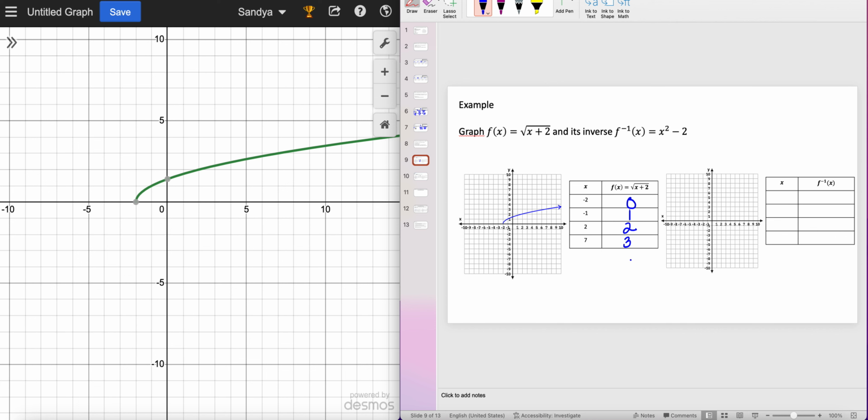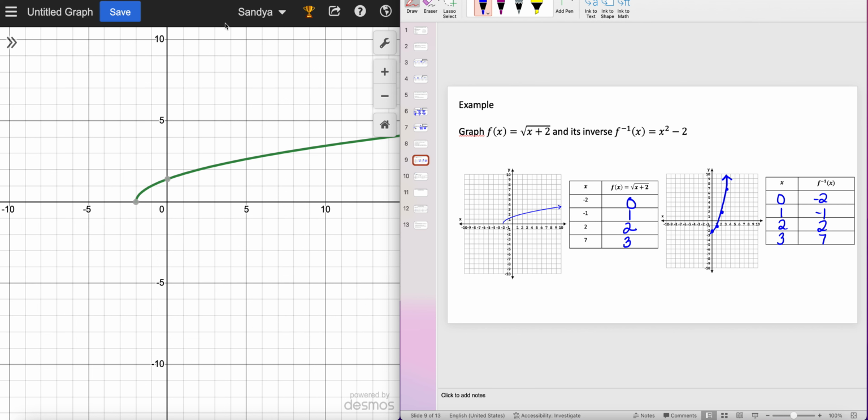So what we can do now is take these x and y values and reverse them, and that can create the graph of the inverse function. So over here, all my y values, I'm going to copy into my x column. So I have 0, 1, 2, and 3. And then all my x values, I'm going to copy into my f of x column. So I have -2, -1, 2, and 7. When I plot these points, 0, -2, 1, -1, 2, 2, and 3, 7, this gives me half of the graph of the inverse.